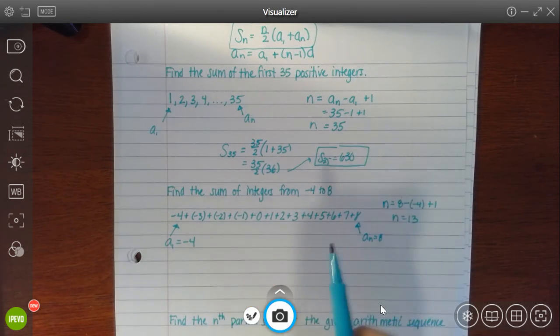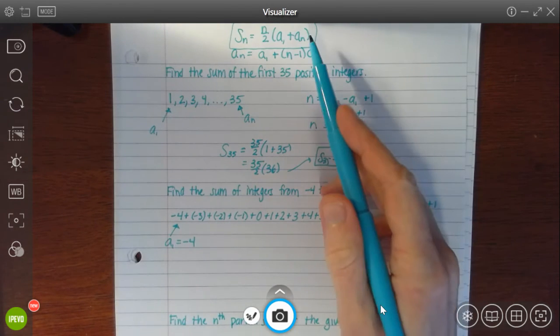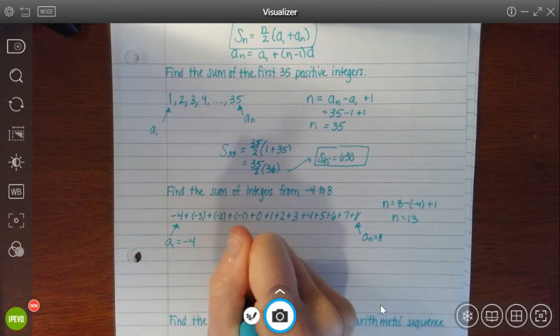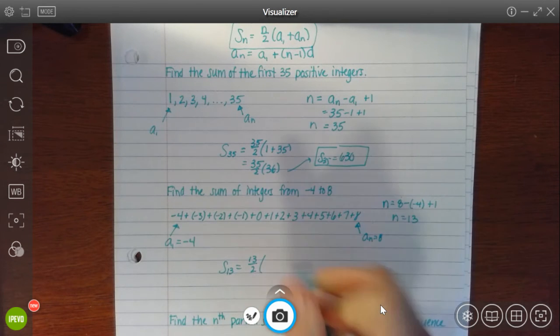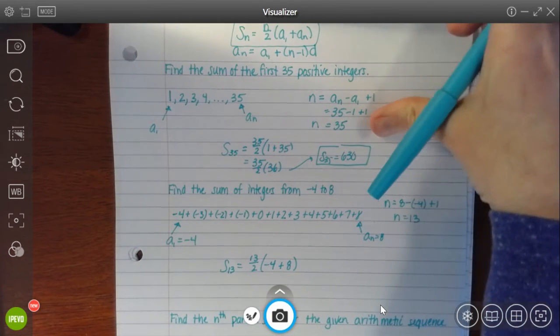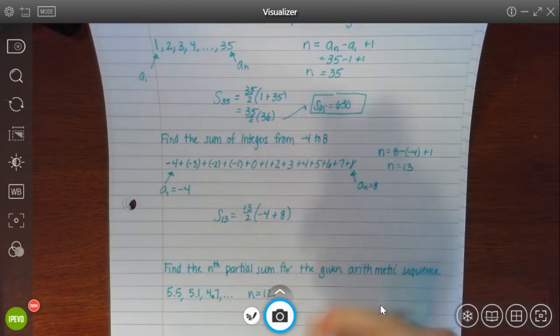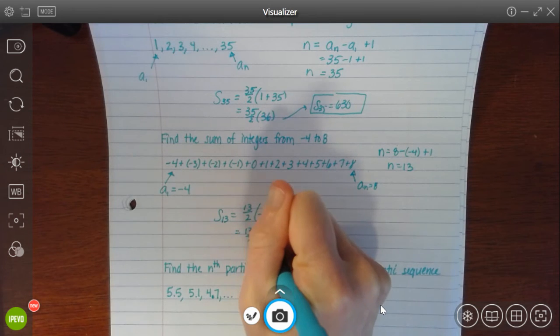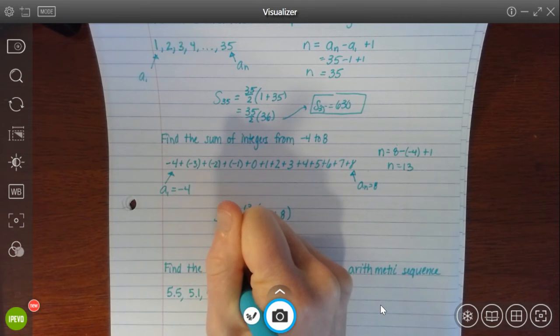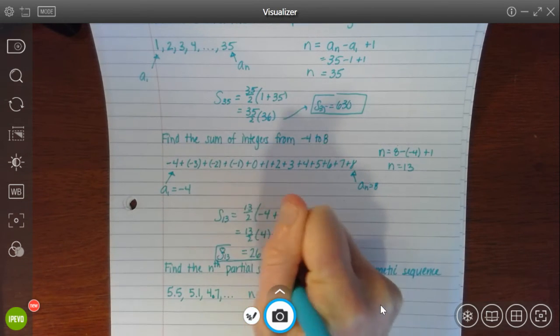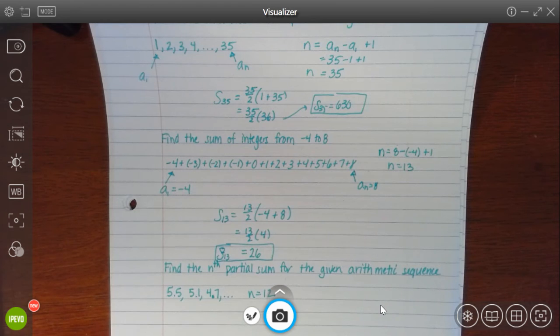So now I can go ahead. I know my a sub 1, I know my a sub n, I know how many terms I have, so I'm ready to go ahead and use my sum formula. So the sum of the first 13 terms would be 13 divided by 2. And then a sub 1 plus a sub n would be negative 4 plus 8. Negative 4 plus 8 is positive 4. And then 13 halves times 4 would give me 26. Oops. So the sum of my 13 integers in that sequence there would be 26.